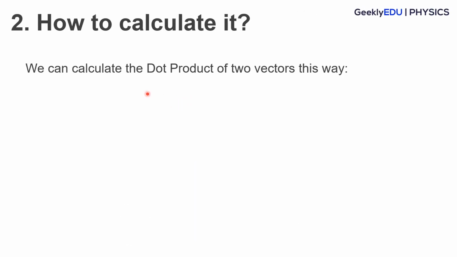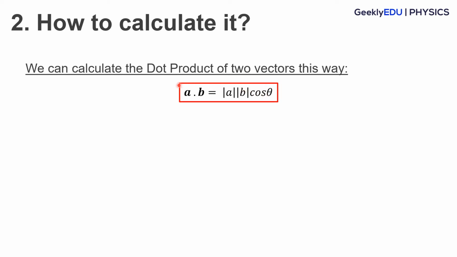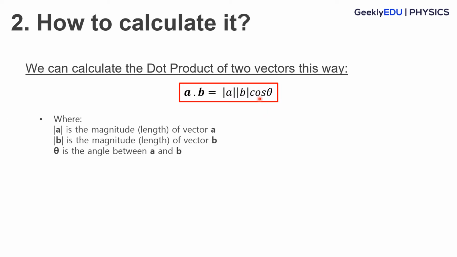So how do we calculate it? Well, we can calculate the scalar product or dot product of two vectors this way. We have the scalar product between vector A and B is the magnitude of vector A times the magnitude of vector B times the cosine of the angle between these two vectors.